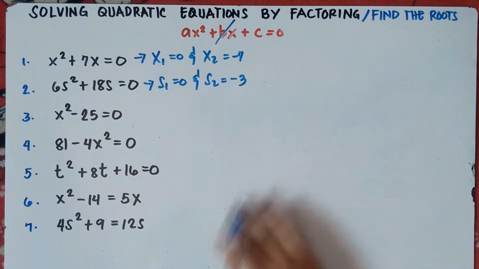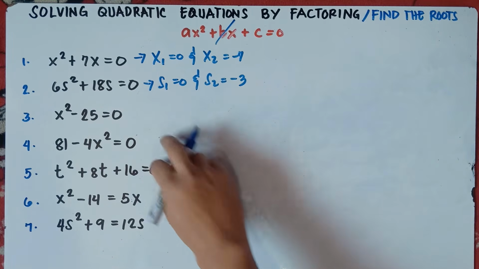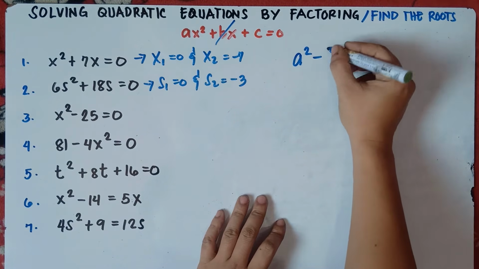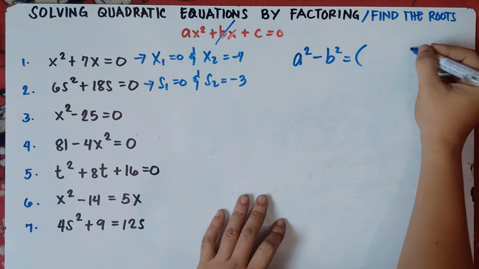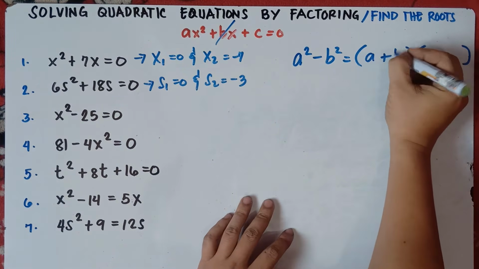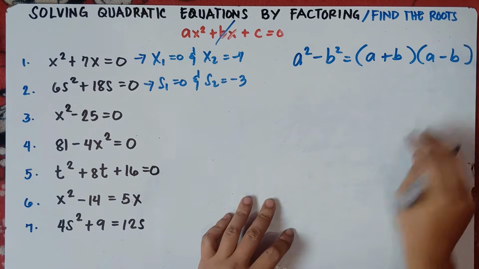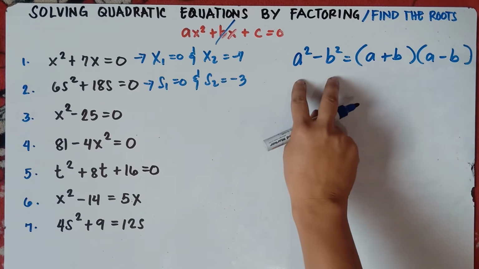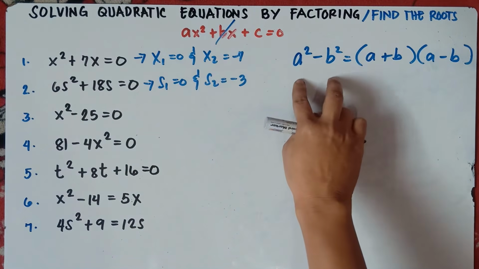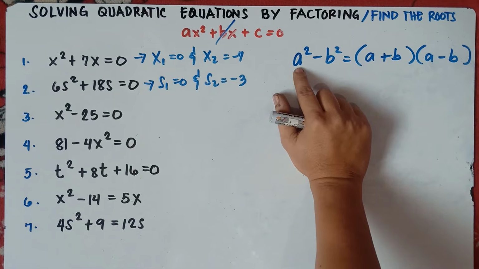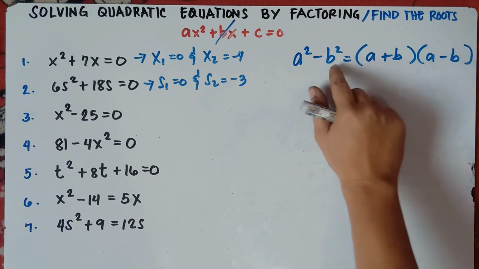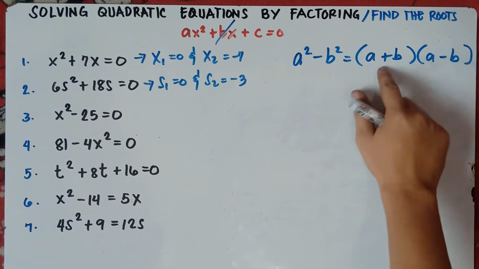So what you will do is solve this by the difference of two squares. The difference of two squares is a squared minus b squared, and your answer will be two binomials, two quantities: a plus b, then a minus b. So if you don't have the linear term, you solve by the difference of two squares. You get the square root of a squared, that would be a, so you put a, and the square root of b squared, that would be b. You put b, and then plus and minus.